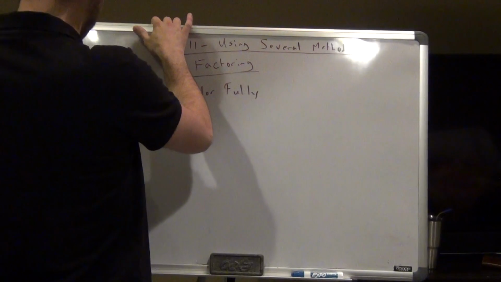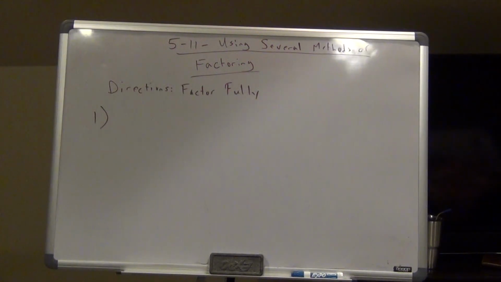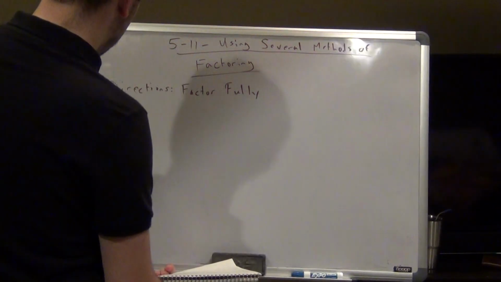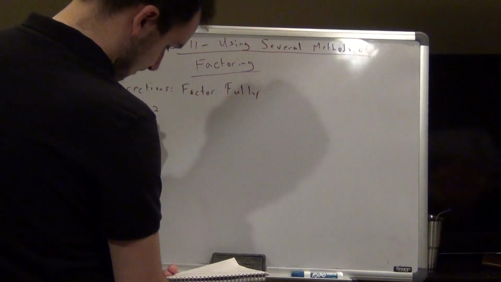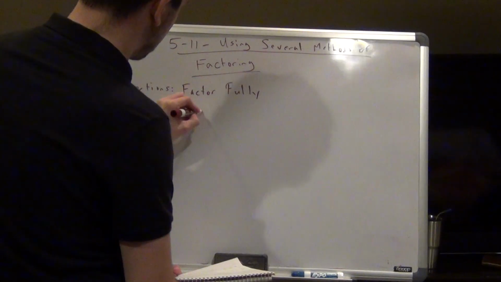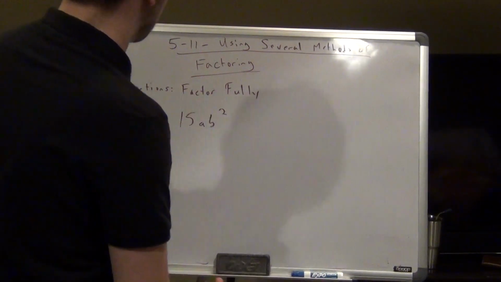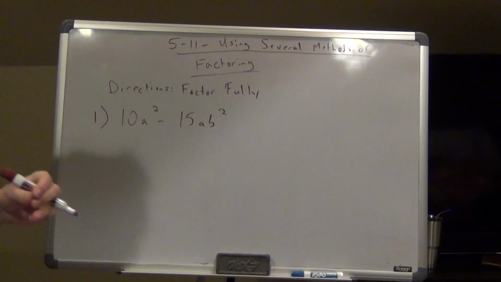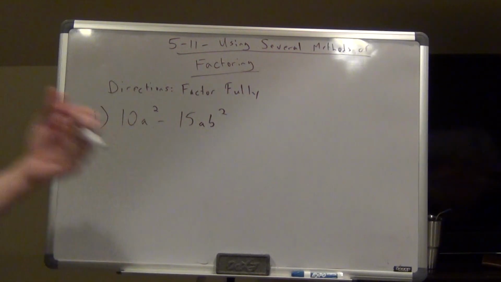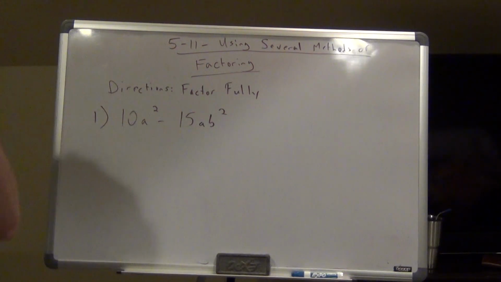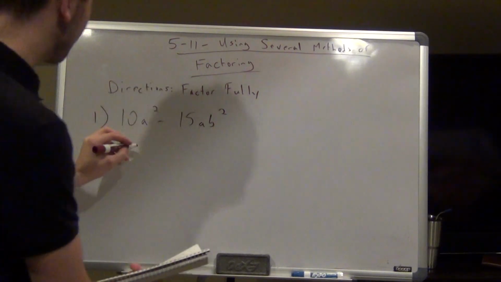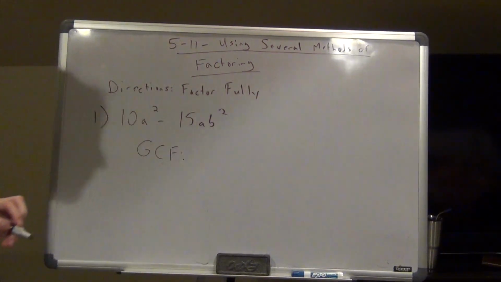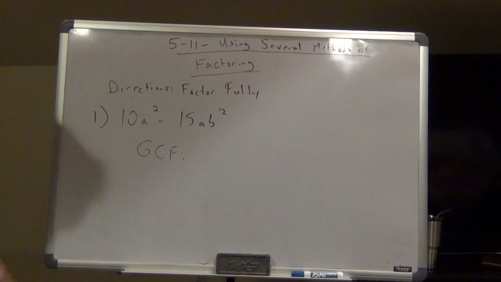So let's start out with the first one here. Let's say I get 10a squared minus 15ab squared. The first step I want to do for all of these problems is to find my greatest common factor and take it out of each term first. So that's going to be my first step of all these problems. I'm not going to go through how to find the GCF. We know how to find the GCF. If you have any questions on that, please email me. But first off, I'm going to find my GCF.